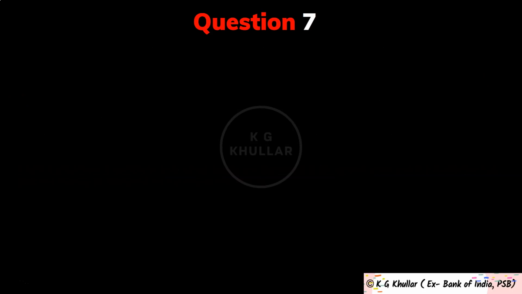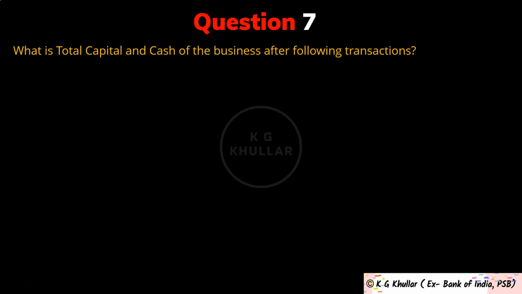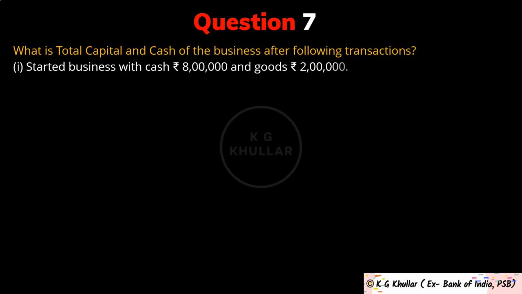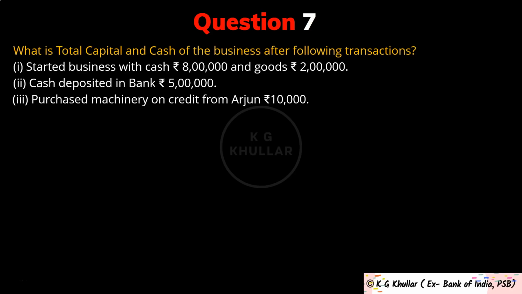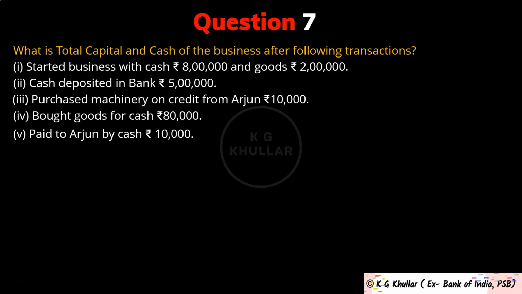Next question is, what are the total capital and cash of the business after following transactions? Now friends, these 6 transactions are given to you. First transaction is started business with cash rupees 8 lakhs and goods rupees 2 lakhs. Then second transaction is cash deposited in bank rupees 5 lakhs. Then third is purchase machinery on credit from Arjun for rupees 10,000. Then fourth one is bought goods for cash 80,000. Then fifth one is paid to Arjun by cash rupees 10,000. And last one is salary paid by check rupees 20,000. Now friends, these answer choices are also given to you.